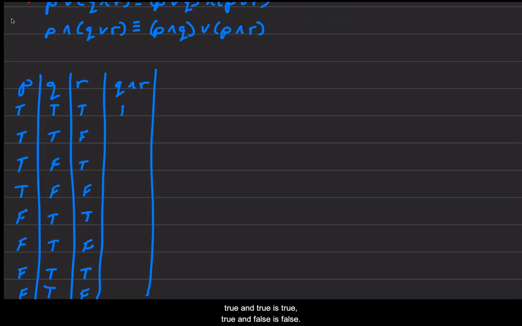True and true is true. True and false is false. True and false is false. False and false is false. True and true is true. True and false is false. True and true is true. True and false is false. Then we'll combine that with the P. So we go P or Q and R.